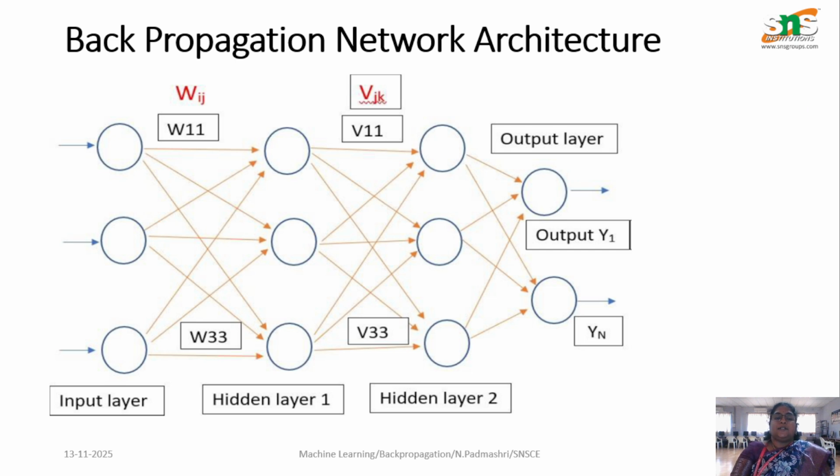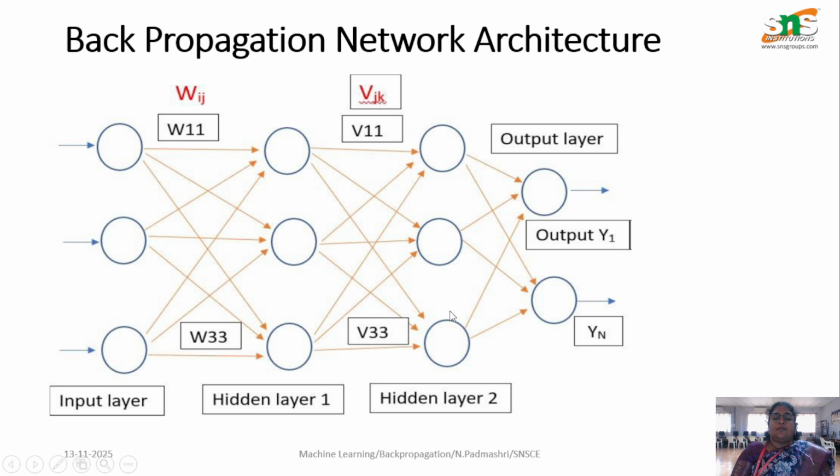So the architecture that you are listening to is the backpropagation network architecture. As I said, it has different layers, a multi-layered feed-forward network, right? Why is it feed-forward? From this layer to this we forward the data, and from here to here we forward, and then to the other layer. The layers are classified: this is the input layer, this is hidden layer 1, hidden layer 2. Then finally we have the output layer.